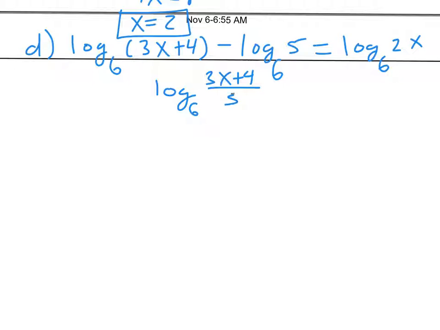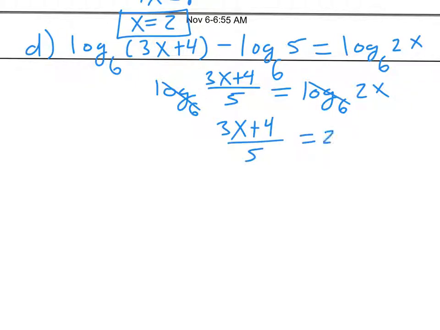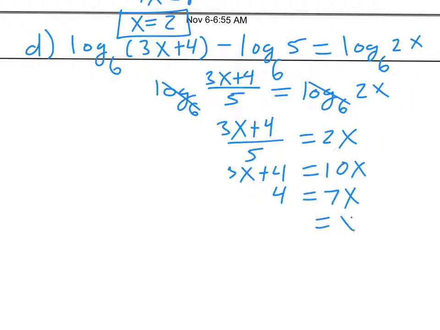I can condense it over division. And this is now the point where I get it down to 1 log base 6 on each side. Okay, which would give us 3x plus 4 equals 10x, and then 4 equals 7x, and finally x would be 4 over 7. Okay?